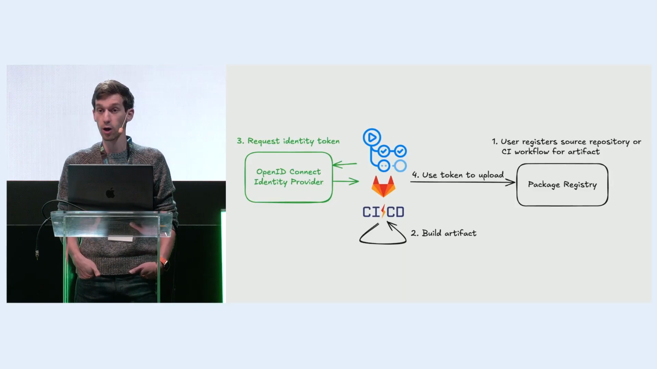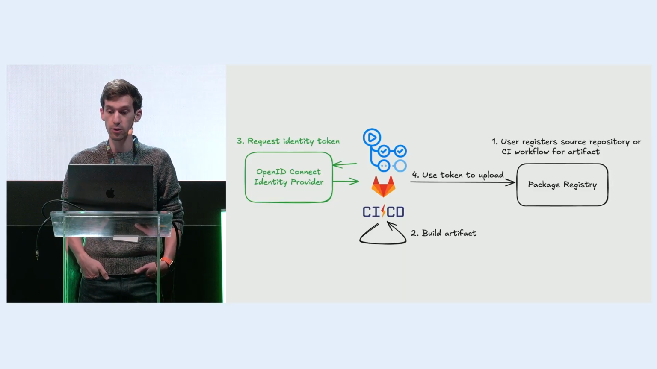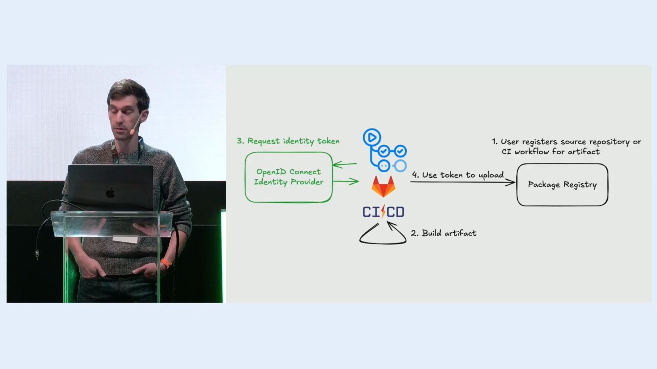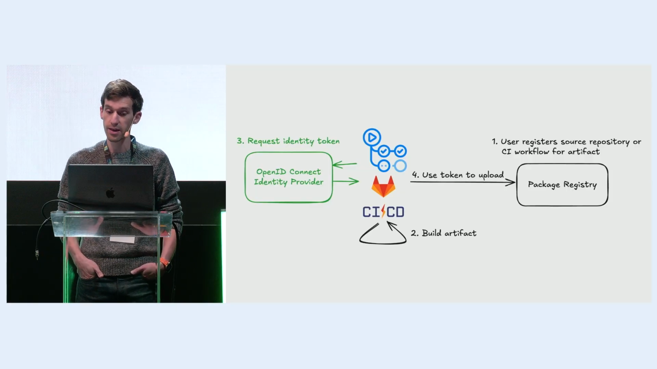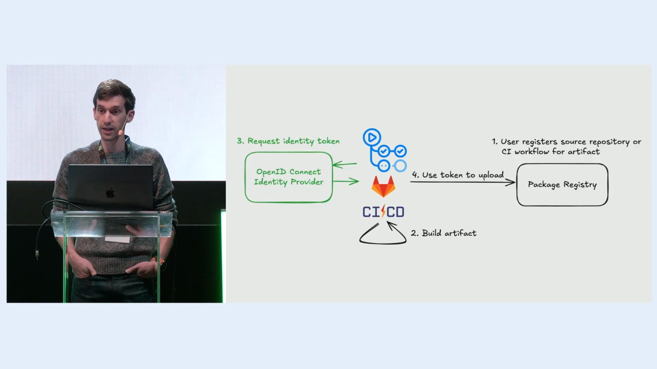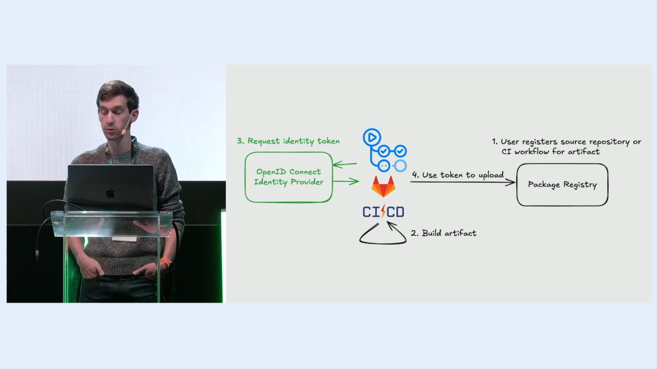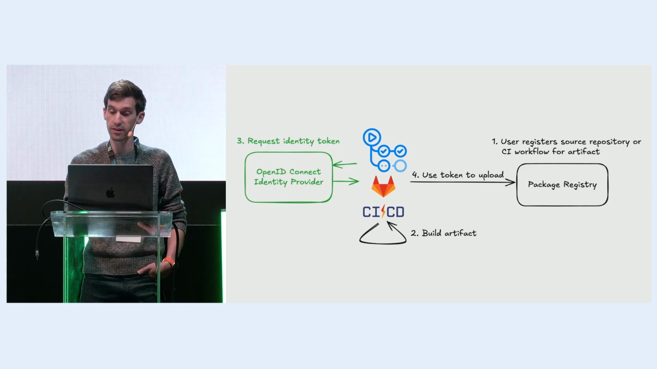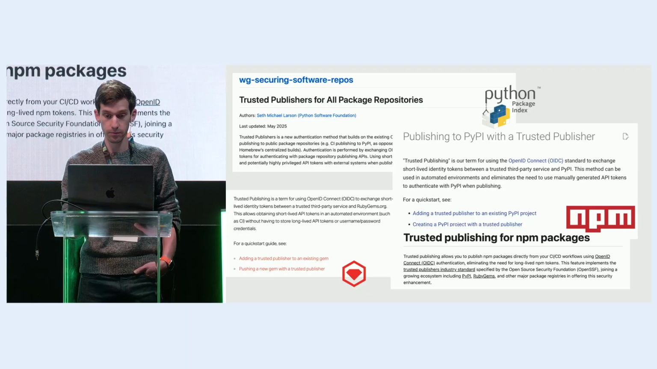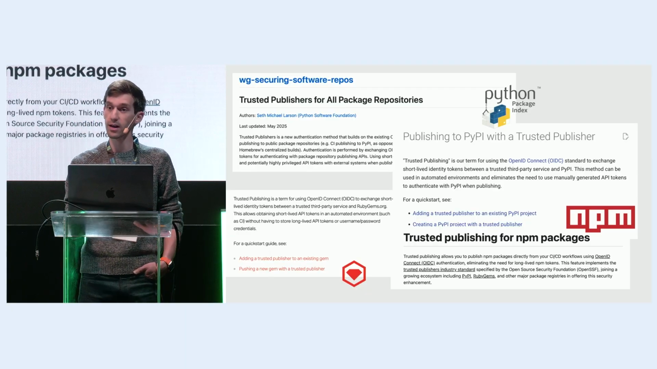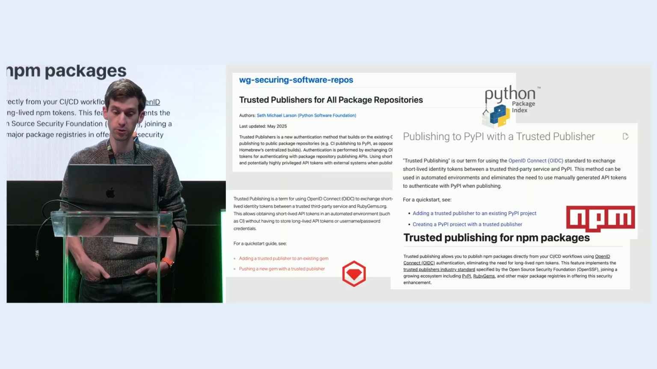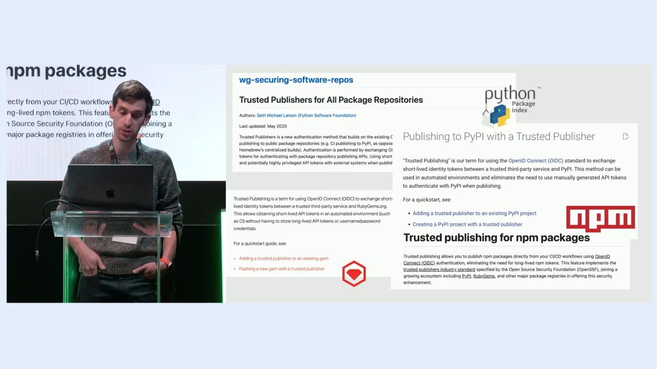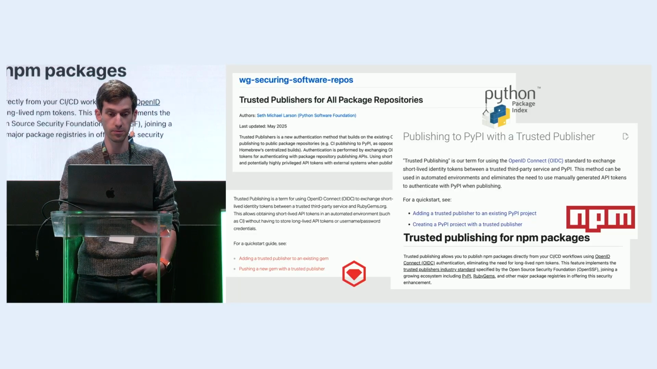So there's an initial onboarding step where a user registers a source repository, or maybe more specifically a CI workflow. And then that token, which will contain the workflow and the source repository information, will be used to authenticate to the registry. This has been implemented in a number of package registries. One of the working groups that I work with published a guide for how this can be implemented. This has been rolled out in npm most recently, but also the Python Package Index, PyPI, and RubyGems.